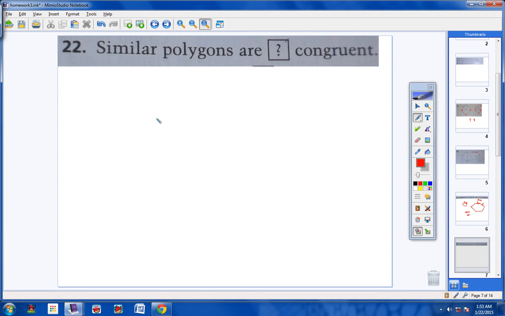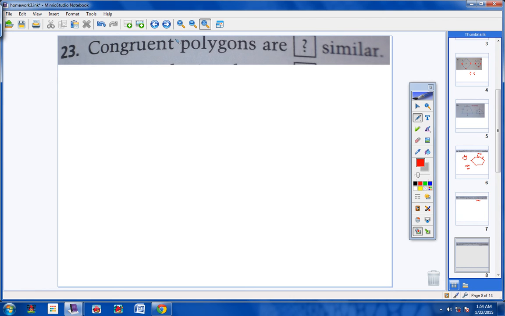Number 22, similar polygons are congruent. Well, remember we just talked about this a little bit ago. Congruent polygons are always similar, but similar polygons are not always congruent. So sometimes similar polygons are congruent. Number 23, congruent polygons are always similar. Yes, if they are congruent, they will be similar. So congruent polygons are always similar. Okay, number 24.